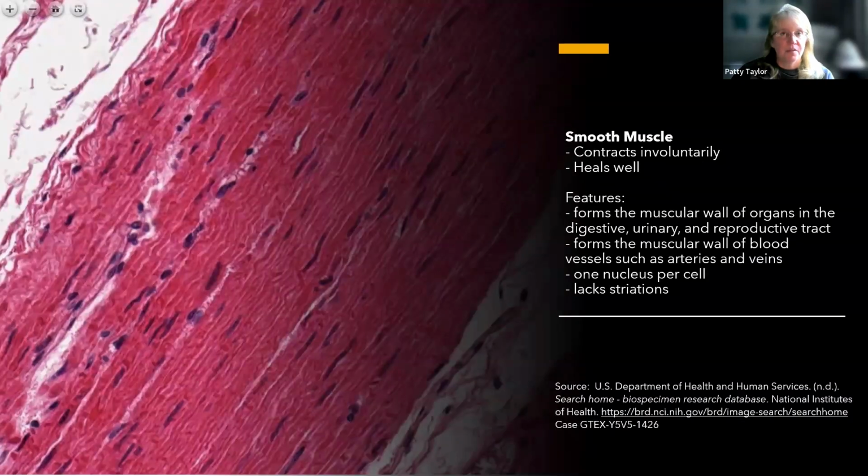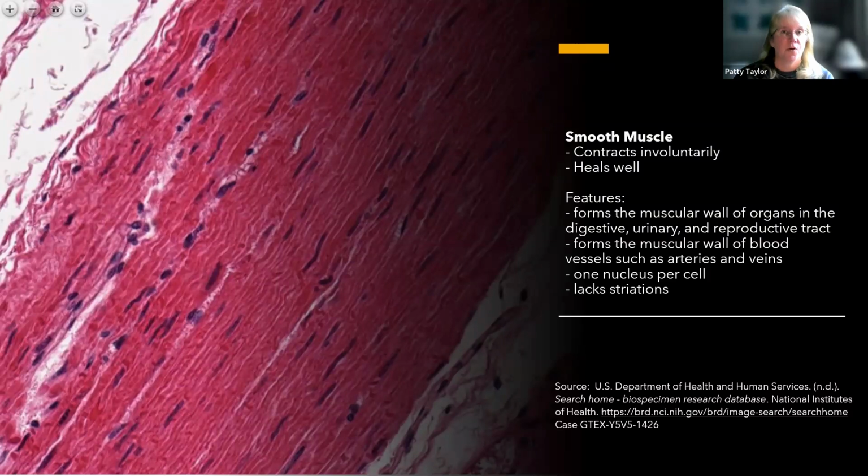This one is smooth muscle tissue, and smooth muscle tissue contracts involuntarily, just like cardiac, but this one heals easily and heals well. So if damaged or cut, it can repair itself. This tissue is found in the walls of our hollow organs, such as the walls of our digestive, urinary, and reproductive systems. So it contracts rhythmically through peristalsis to move whatever it is along, whether it's food, urine, blood.